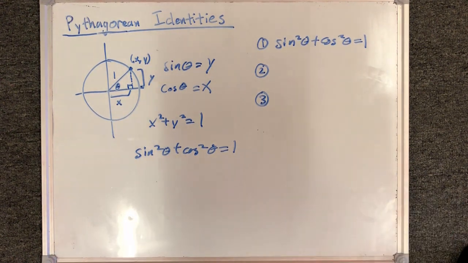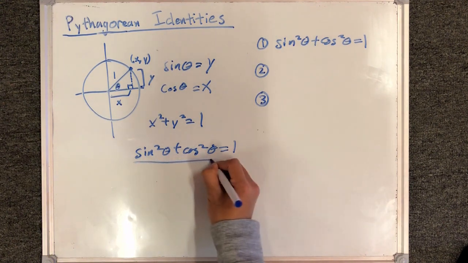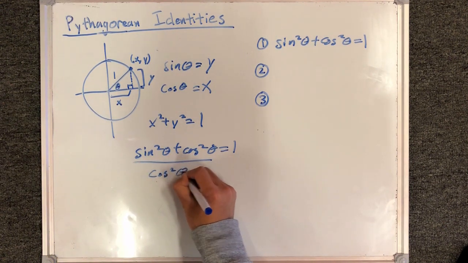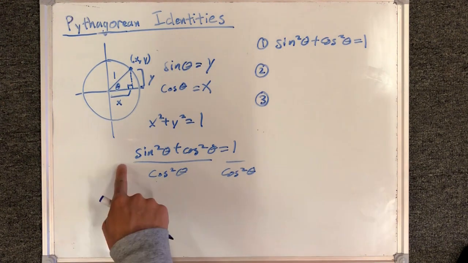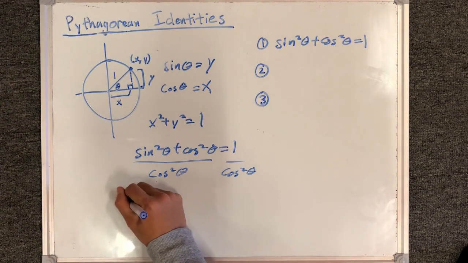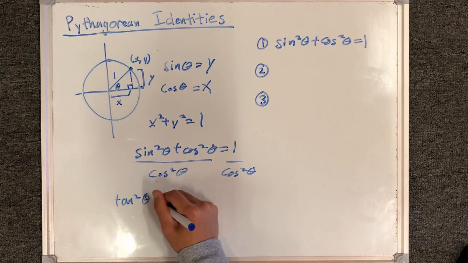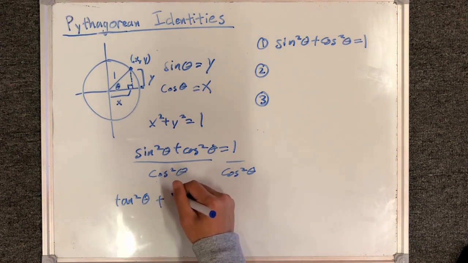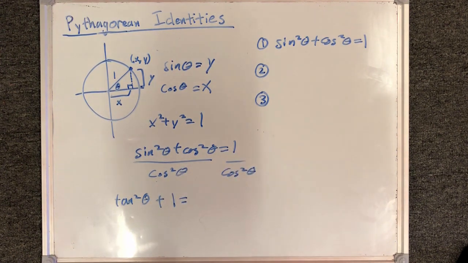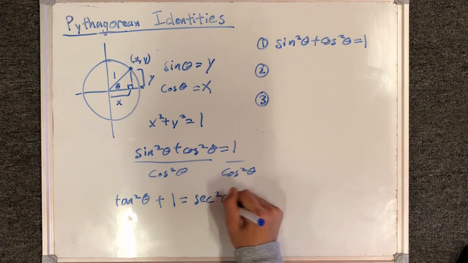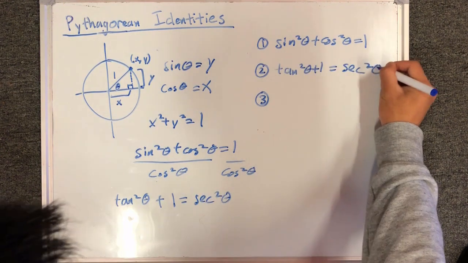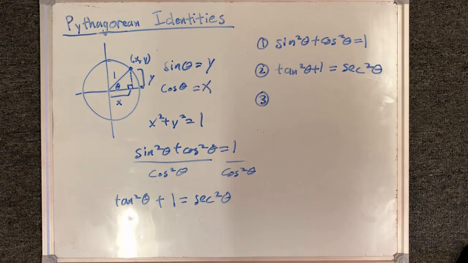Okay, now for the second Pythag identity, I'm going to take this equation and divide both sides by cosine squared theta. What I get is sine squared over cosine squared will give me tangent squared theta, plus cosine squared over cosine squared, that's just 1, equals 1 over cosine squared, that is secant squared theta. And here we have our second Pythag identity.